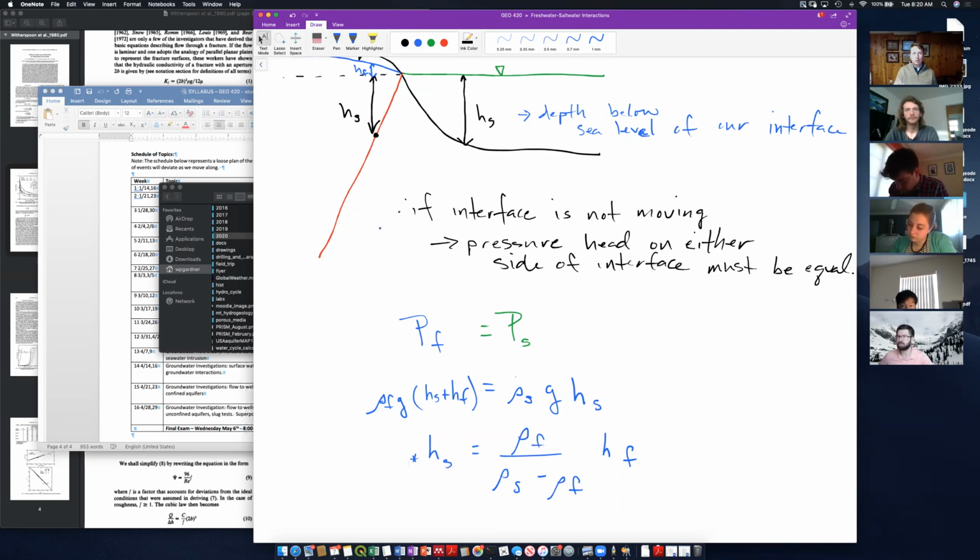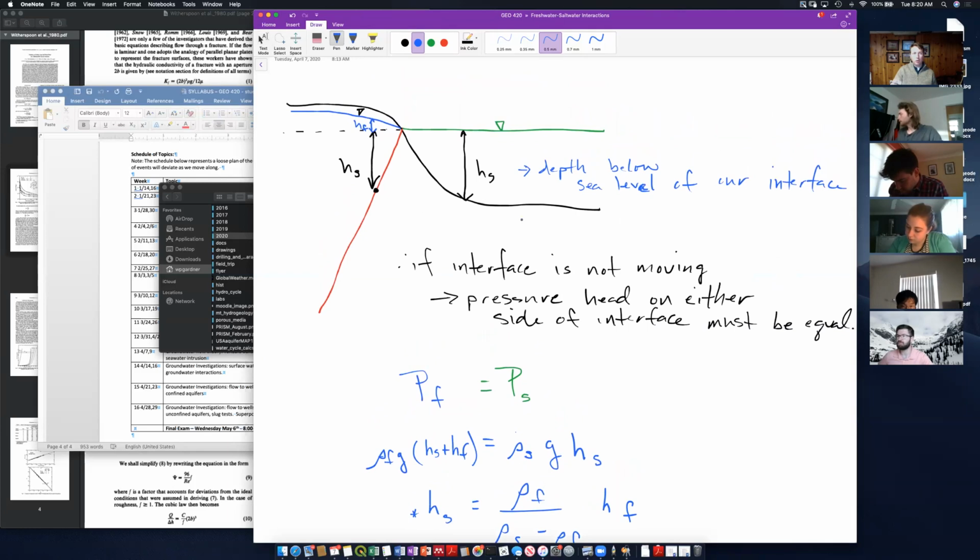All right, so for example, if I wanted to put a well over here, if I know this height of the water table, I know how deep my well can be before I hit the saltwater interface. So I can keep my well away from the saltwater interface.